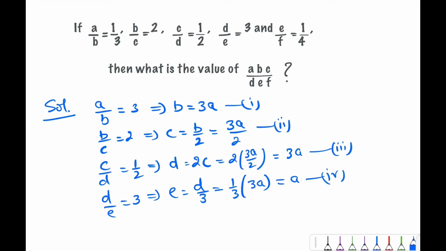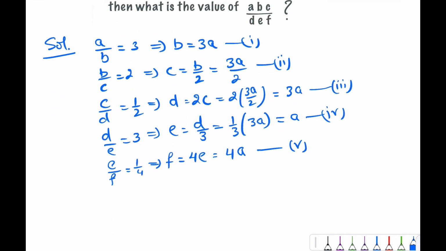Now next one, E by F equal to 1 by 4. So this implies F equal to 4E. Now substitute the value of E from equation number 4. We have 4A and this is equation number 5.